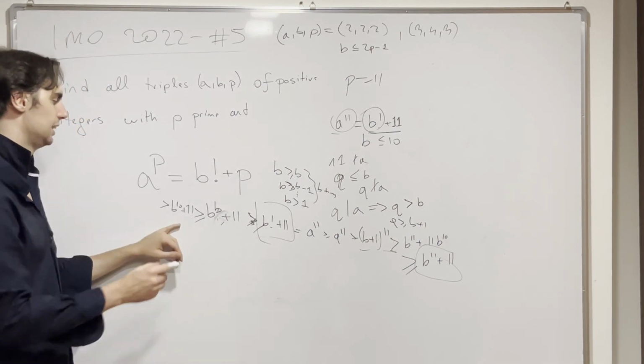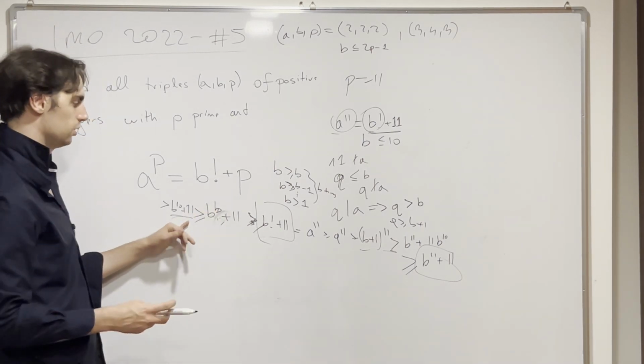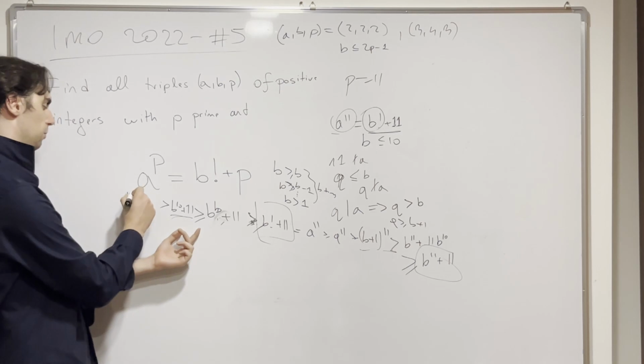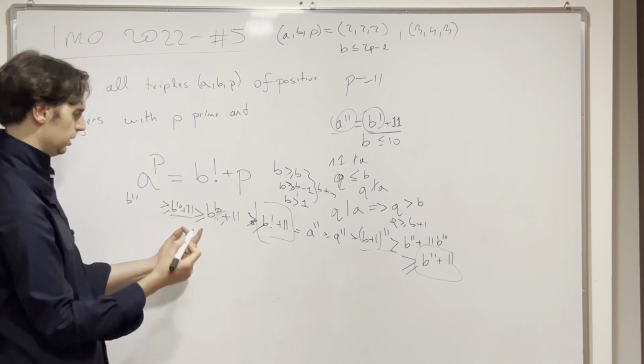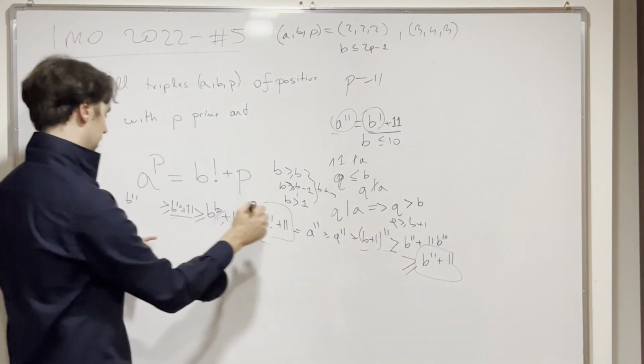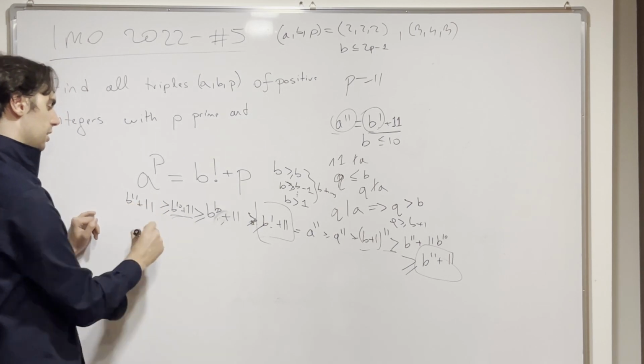And so now this is giving us the desired contradiction, B to the 11th. Actually, I just need less than or equal to, so I have a strictly greater than here, B to the 11th plus 11.